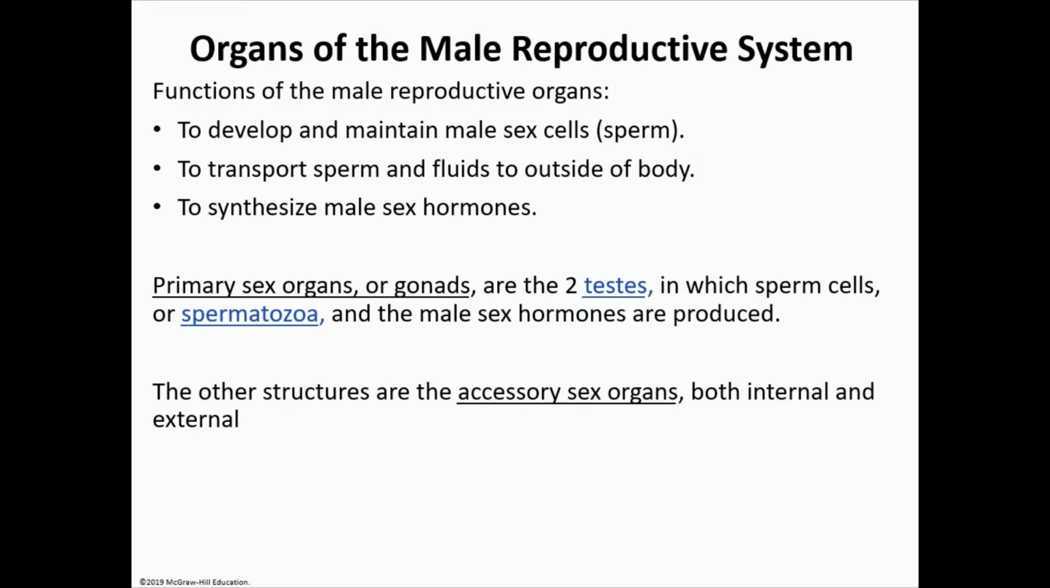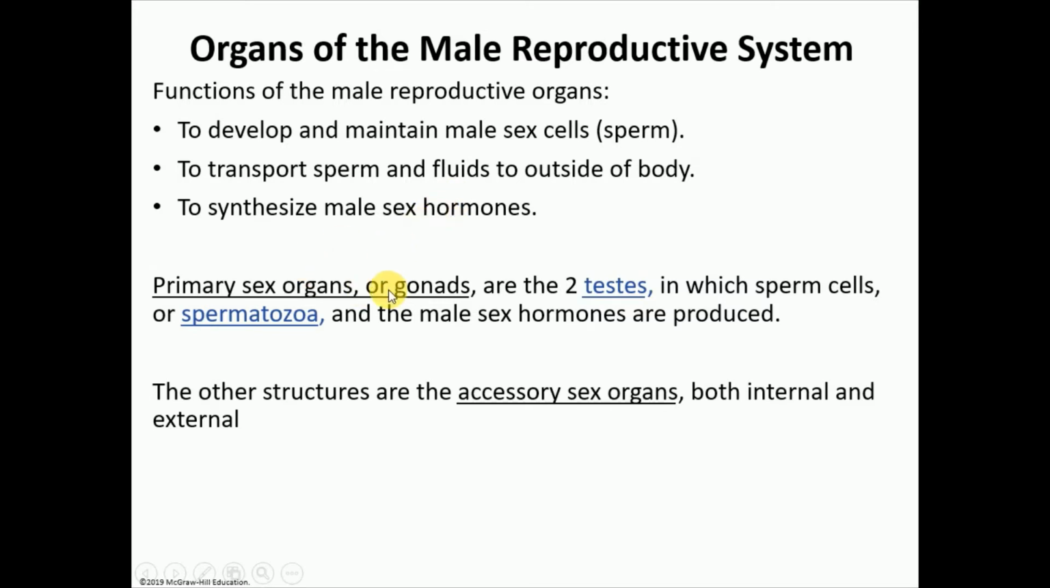Now again, this is where I recommend you take a mental break, maybe for a couple minutes, gather your thoughts on meiosis, and then come back and we'll start off with the organs of the male reproductive system. So what are the functions of the male reproductive organs? First off, to develop and to make sperms, and then to transport the sperms and the fluid known as semen to the outside of the body, and to make the male sex hormones.